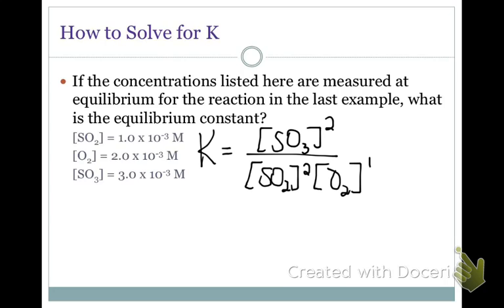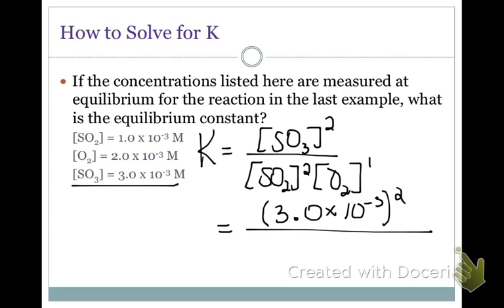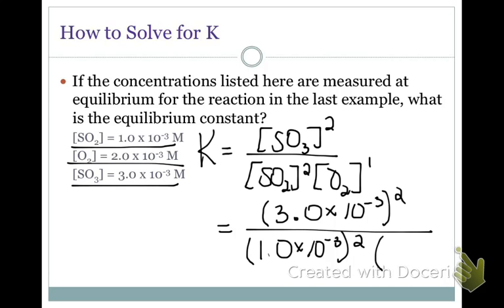So now all we're doing is just plugging in some numbers. We have SO3, which is given right there. I'm going to put these in parentheses just so that we know where that exponent is. So it's 3.0 times 10 to the negative third, raised to the second power, over, let's find what the value for SO2 is. It's right there. 1.0 times 10 to the negative third, and that's raised to the second power. And the oxygen's right here, 2.0 times 10 to the negative third, and that's just raised to the first power, so it's all by itself.